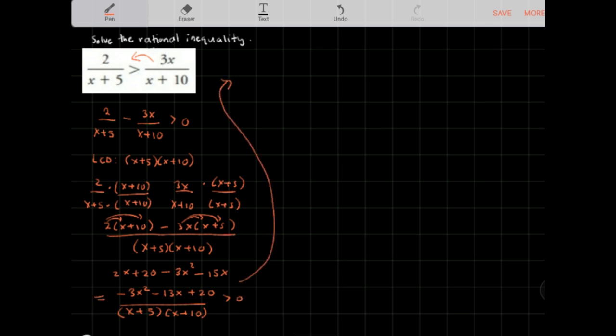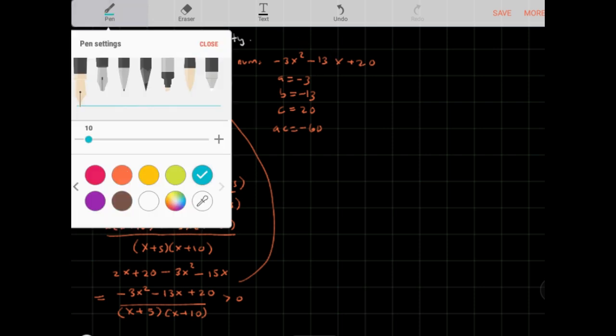Now, I want to see if I can factor this. If I look at the numerator, we have negative 3x squared minus 13x plus 20. You can see that a here is negative 3, b is negative 13, c is 20, and ac is negative 60. You want two numbers that multiply to negative 60 that add up to negative 13. So we can try to postulate some values that can give us this. Okay, and you can notice that this quadratic expression is not factorable, so you'd have to utilize the quadratic formula.